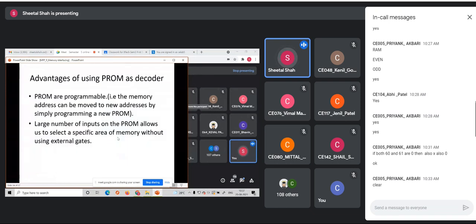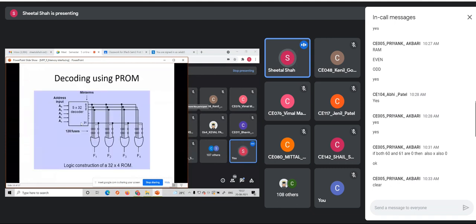The advantage of using PROM is that they are programmable, because as you can see, you can remove this link or you can connect this link, and based upon that, it can be programmed differently.